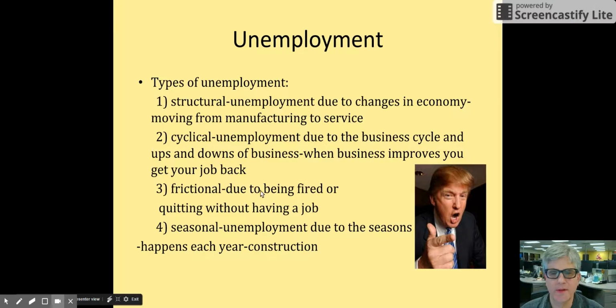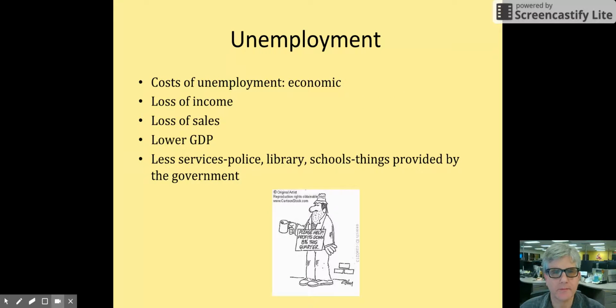Frictional unemployment is the one that you can never get rid of. It's because you were either fired or you quit without having a job, which is not good, but a lot of people will do that. So this could be due to your employer firing you, or you just quitting. It's there. Then there's seasonal unemployment. Some people don't include this as a type of unemployment, but it's basically due to the seasons. It happens each year. It might be due to the weather, like it's snowing, so you can't do construction, so you're unemployed for 1 or 2 months, and then you get back to work.